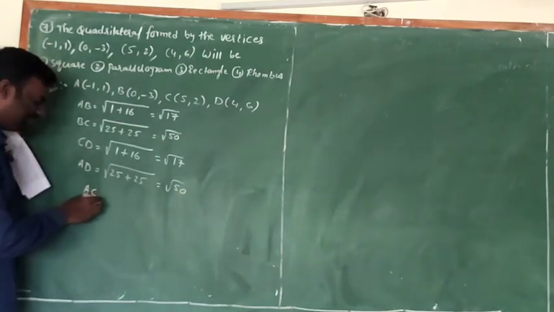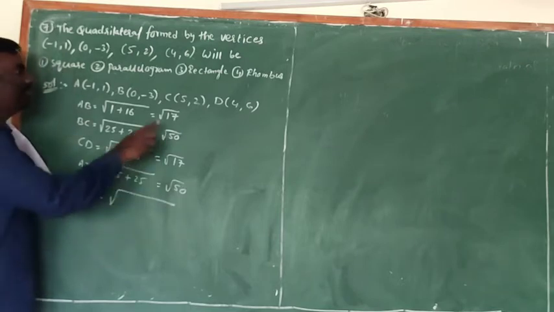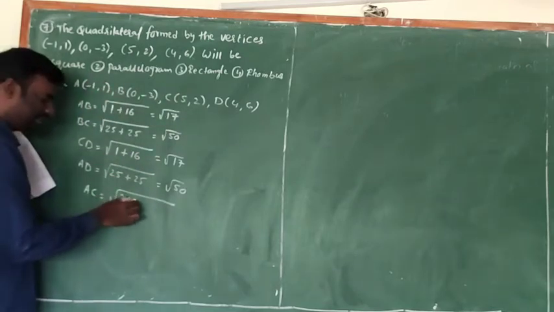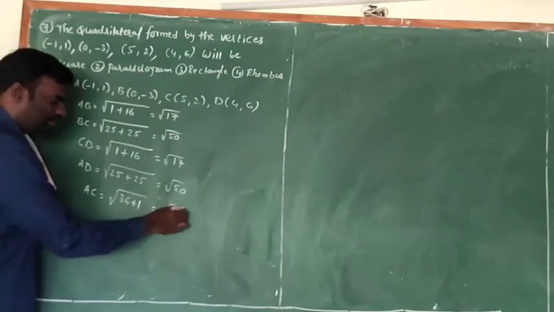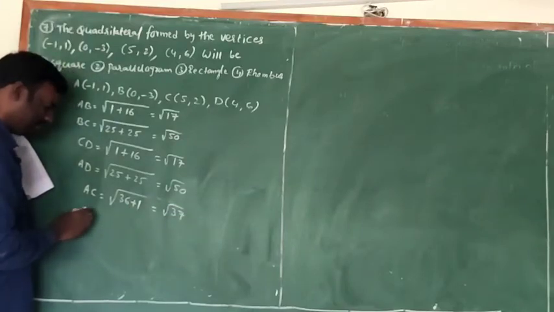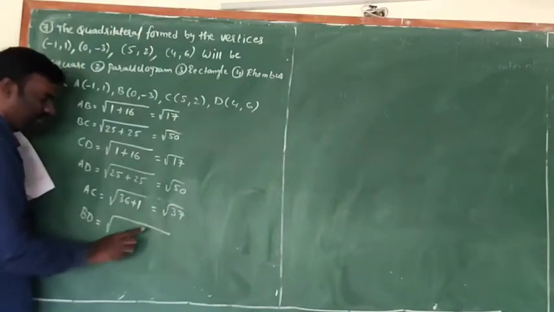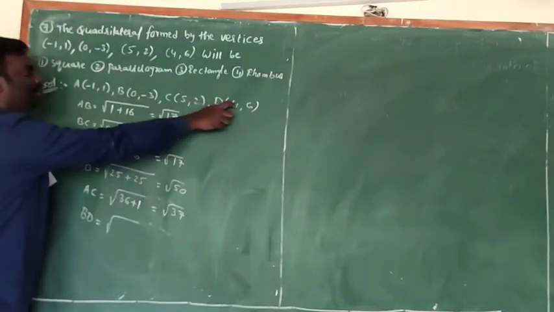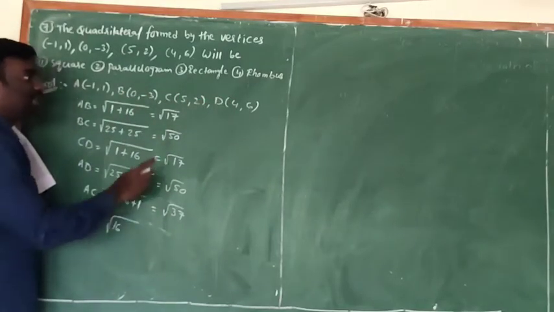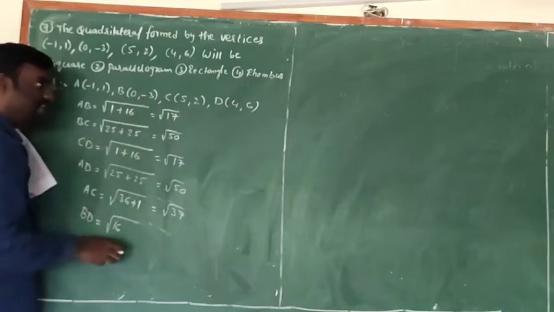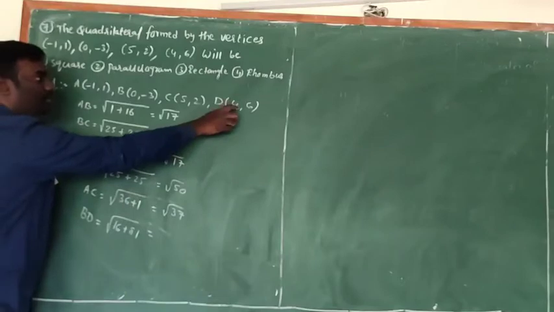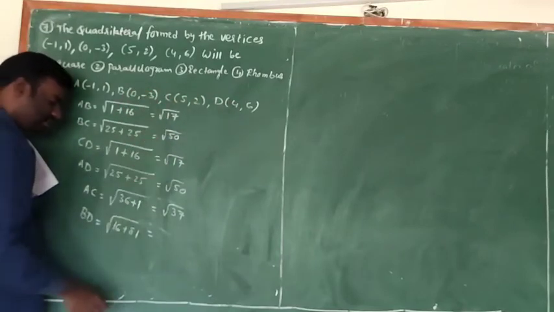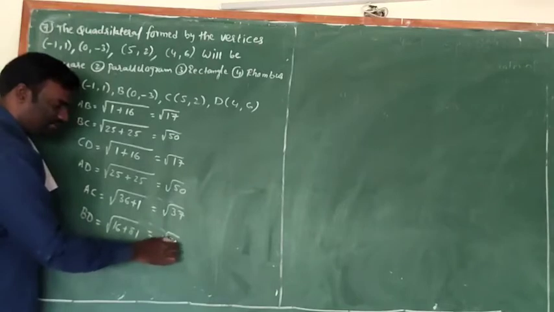I am finding AC. 5 plus 1, 6 whole square, 36. 2 minus 1, 1 whole square, 1. Now that is root 37. Next BD I am finding. These are the diagonals. Okay. Now 4 minus 0, 4 whole square, 16. 6 minus (-3), 6 plus 3, 9, 9 square, 81. Okay, (4 minus 0) whole square, (6 plus 3) whole square. Now this is root 97.